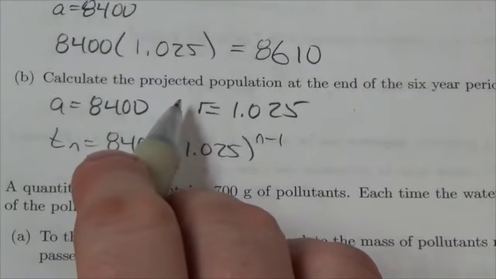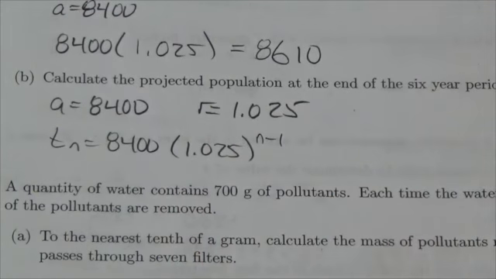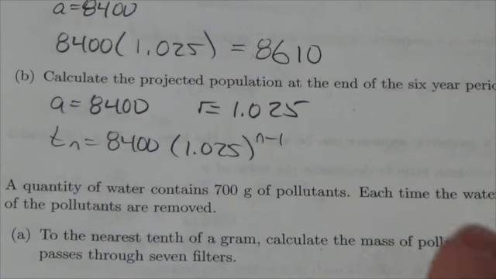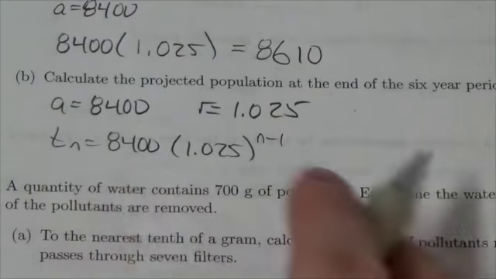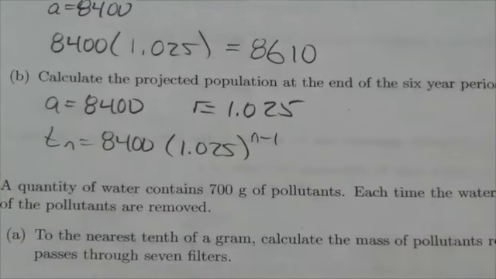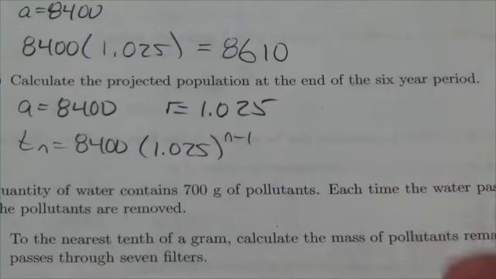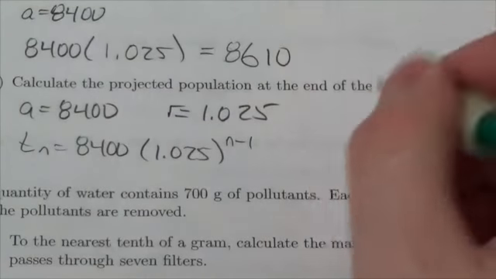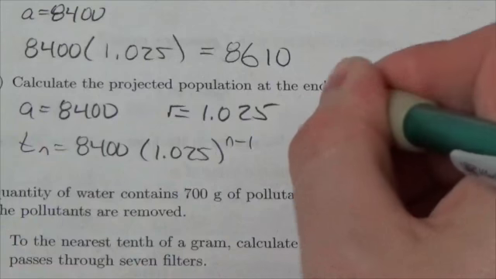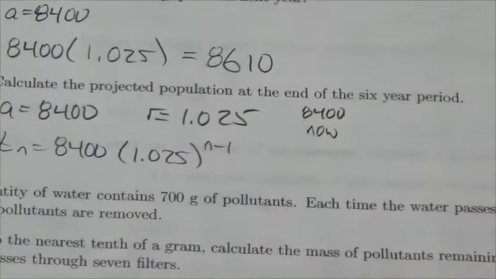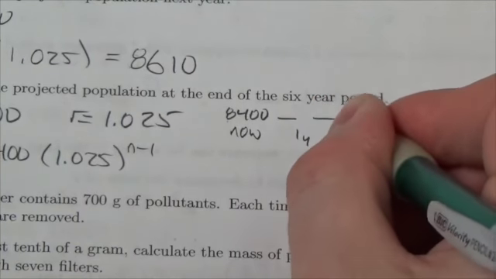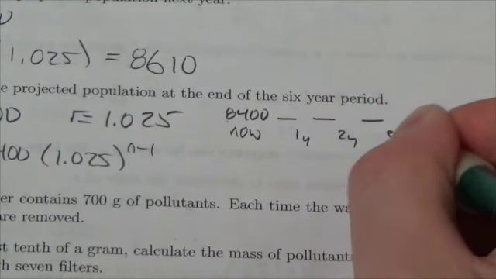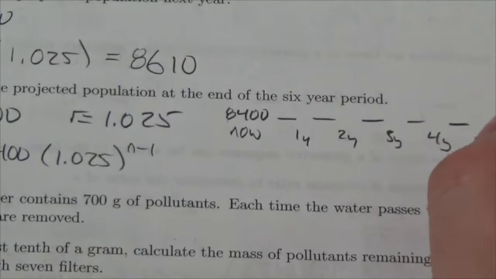So calculate the projected population at the end of the 6-year period. Now, this is a bit of a tricky question because the n value isn't what you think it is. For this to work, n can't be 6. I understand the confusion here, but if I look at it right now, the population is 8,400. Now we think a year later, 1 year, then 2 years, 3 years, 4 years, 5 years.